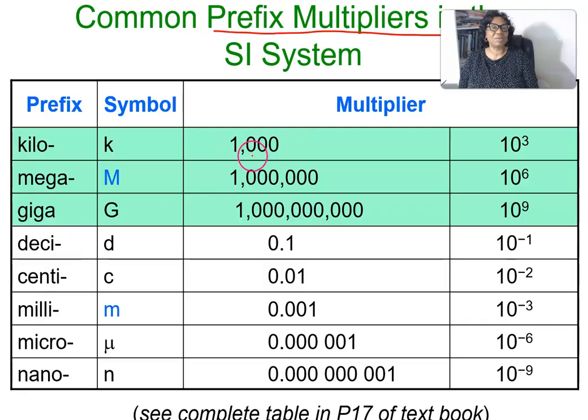Kilo means 1,000. Mega means 1,000,000. Or 10 to the 3, 10 to the 6. Giga is 10 to the 9. Nano is 10 to the minus 9. Deci, please, you need to know these units and their values.